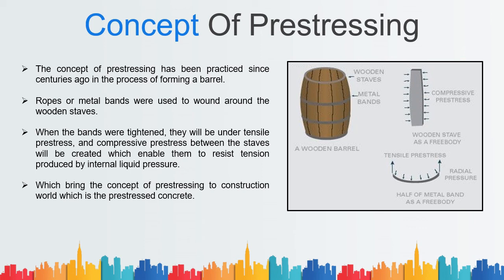The bands will be under tensile pre-stress when they are tightened, and compressive pre-stress between the staves will be created so that they can resist tension produced by internal liquid pressure, which is from the water filled in the barrel. In simpler words, the bands and the staves were both pre-stressed before they were subjected to any service load, which brings the concept of pre-stressing to construction work, which is the prestressed concrete.